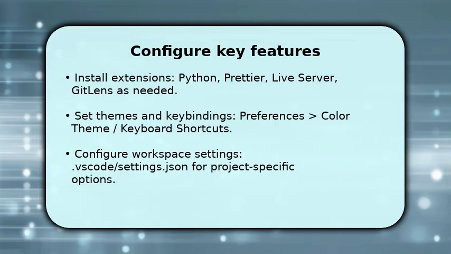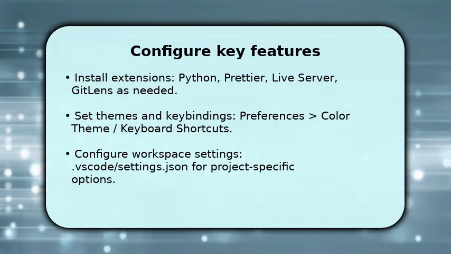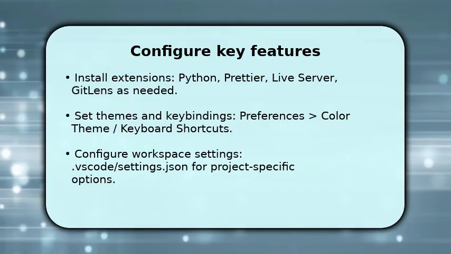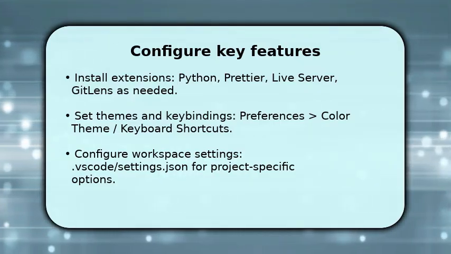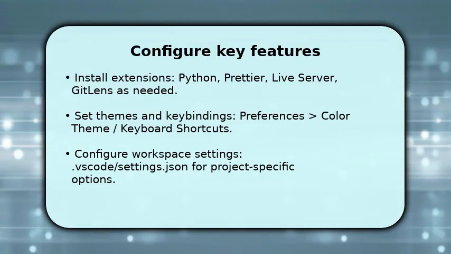Finally, create workspace level settings in .vscode/settings.json to lock formatting or linting per project. These steps let you work faster and ensure consistent behavior across machines.